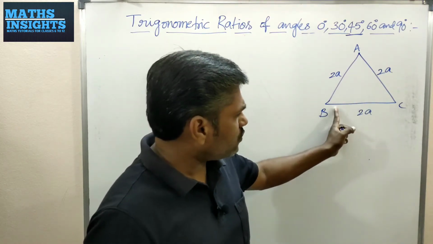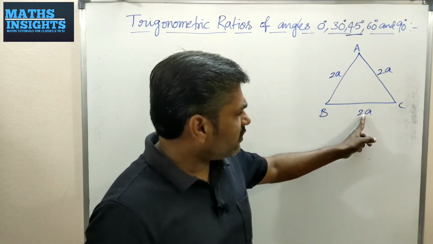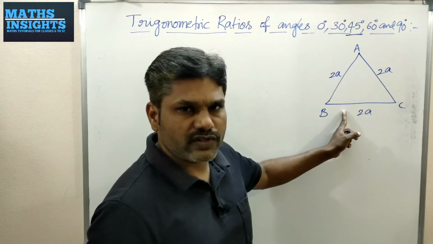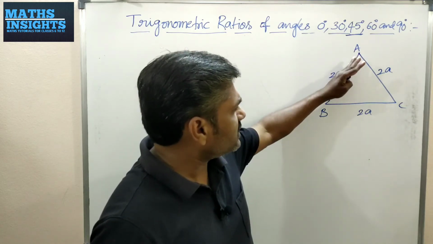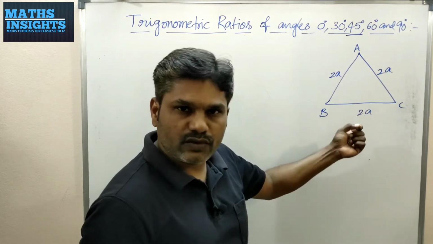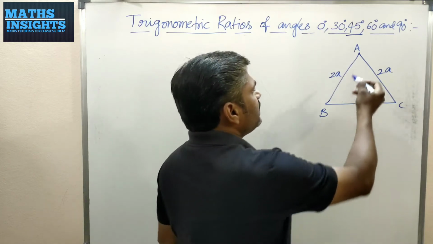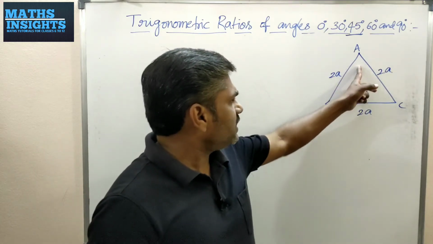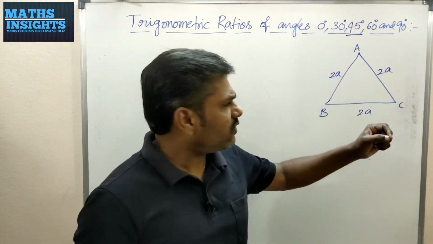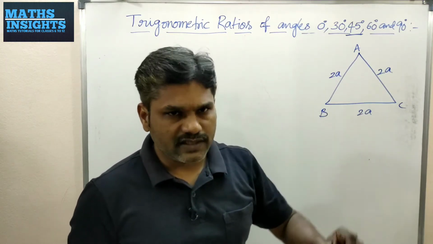Because I have to find half the length of this side BC. Then half the length means a units. If you take this as a, half of this will become a by 2, which is somewhat difficult. That's why I am taking that. Then in this case, all the three angles will also become equal, and you know each angle is 60 degrees, 60 degrees and 60 degrees.